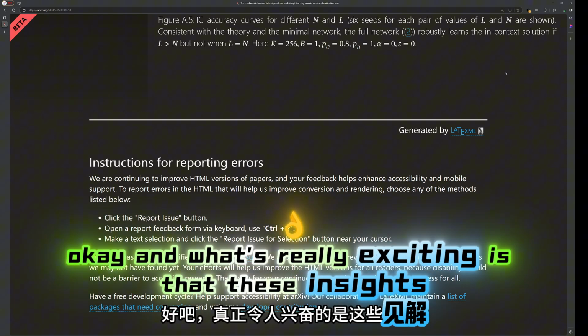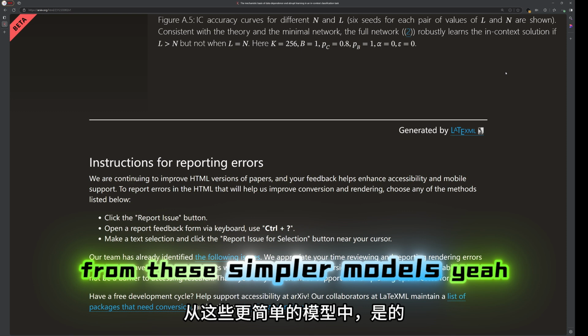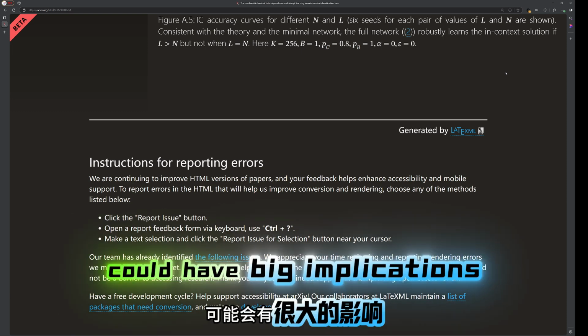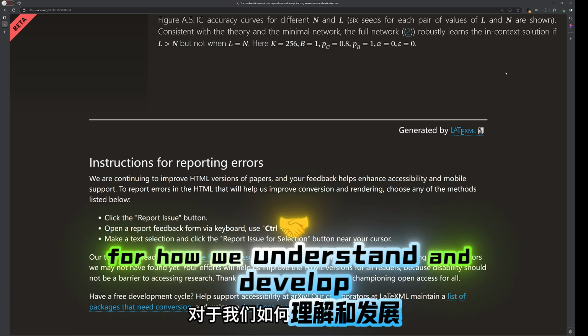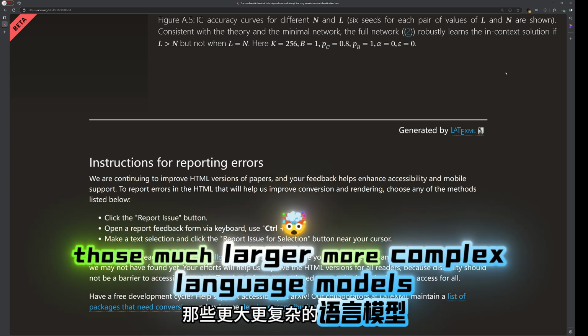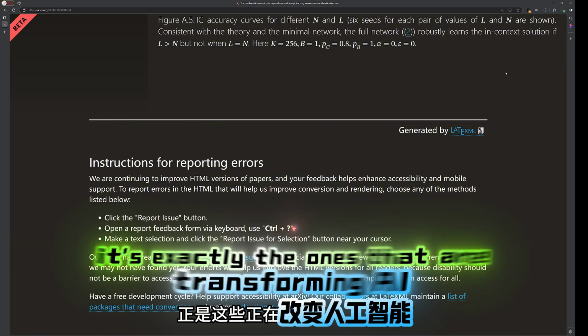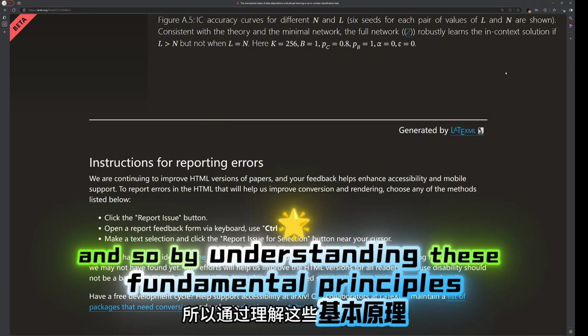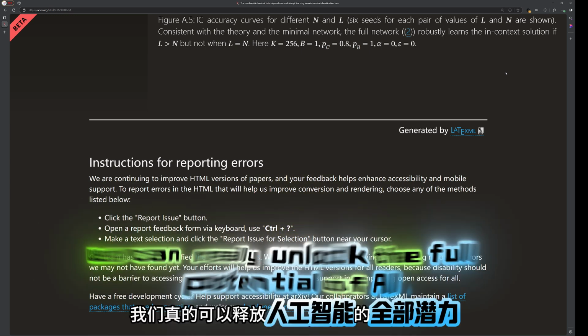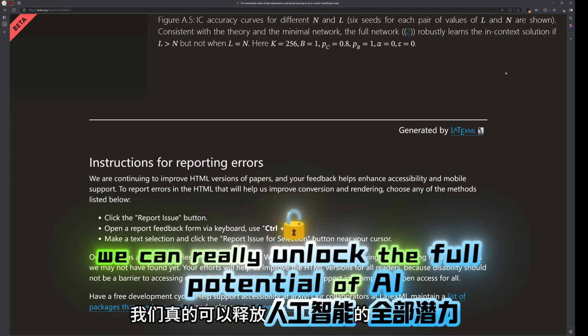And what's really exciting is that these insights from these simpler models could have big implications for how we understand and develop those much larger, more complex language models. The ones that are already out there in the world, the ones that are transforming AI. Yeah. And so by understanding these fundamental principles, we can really unlock the full potential of AI.